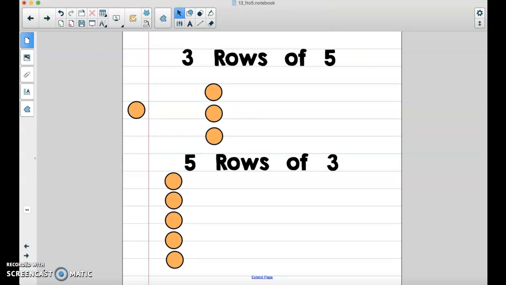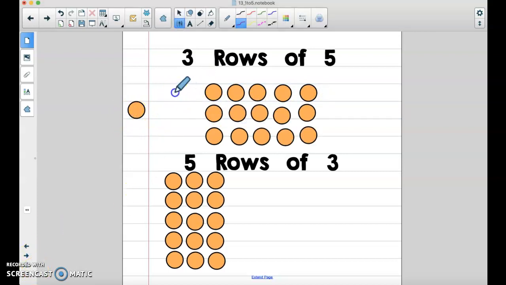But here we go. Hopefully you have started at least going 3 rows down, and then you put 5 in each row. And then you have 5 rows down and 3 in each row. So it's kind of tricky. So make sure that you have yours correct. So you should have 1, 2, 3, 4, I need one more, 5. And then you should have 3 rows of 5.